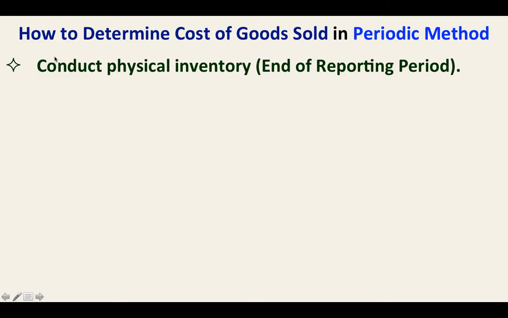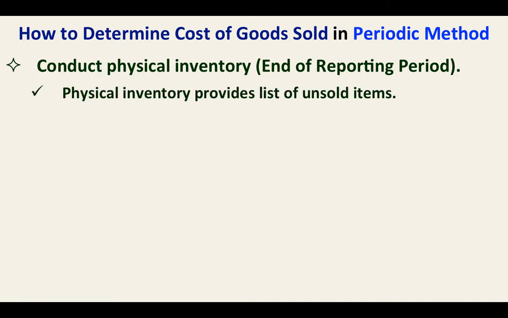So now we will discuss how to determine the cost of goods sold in periodic method. Okay? Paano natin malalaman ang ating cost of goods sold? The first thing is that we have to conduct physical inventory at the end of the reporting period. The physical inventory will give us a list of unsold items. Okay, ito mga unsold items, kino-cost yan. Okay, so the total cost will be your inventory end.